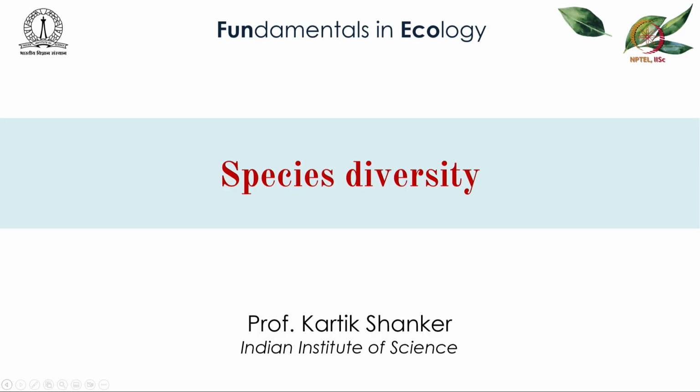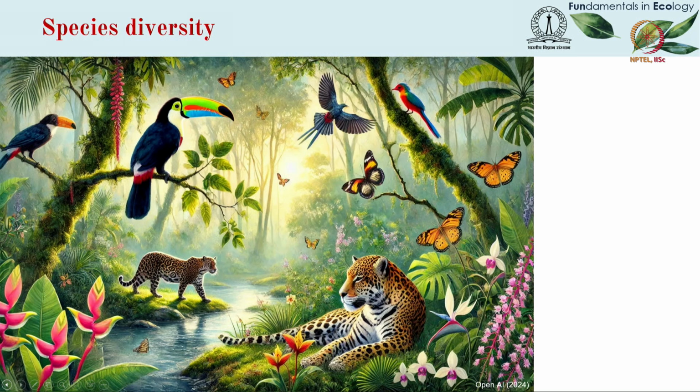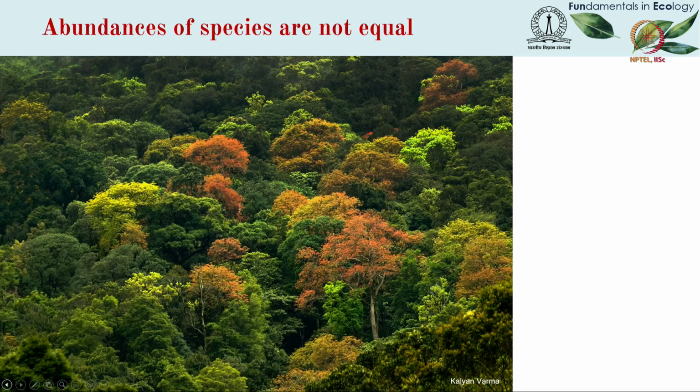Today we're going to be continuing on the topic of species diversity. Yesterday we had spoken about the diversity of flora and fauna, but we focused very much on the question of how many species are there in a community. In other words, what is the species richness of that community? However, we did notice in passing that the abundances of species are not equal.